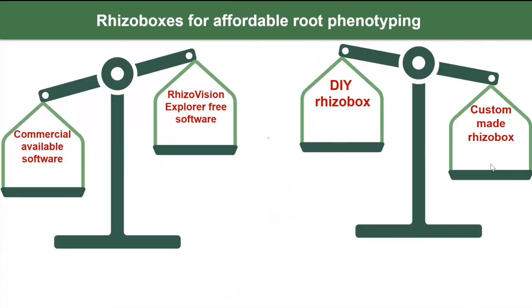Concluding, when it comes to the costs, commercially available software used for root phenotyping usually have high costs. 100 up to 1,000 euro were the low cost ones I could identify. They can go up to 10,000 euro. While RhizoVision Explorer is freely available software.